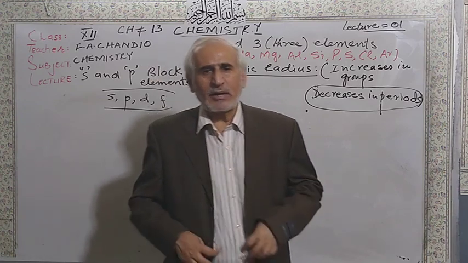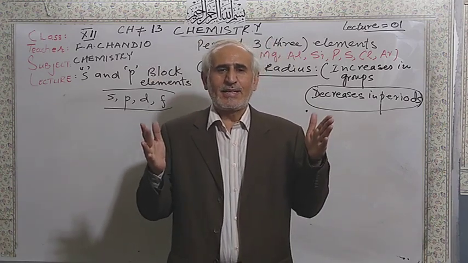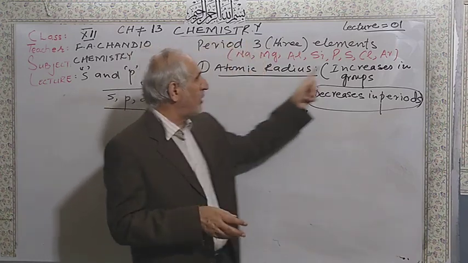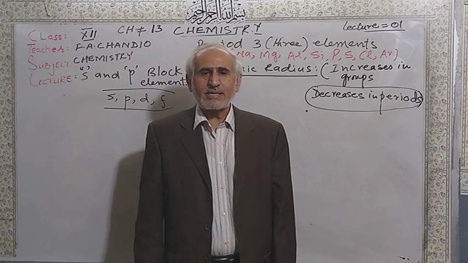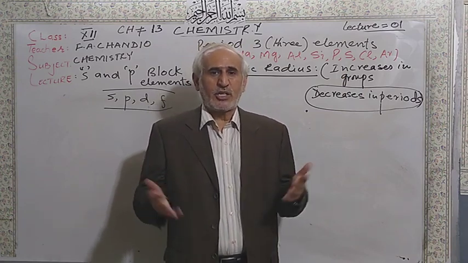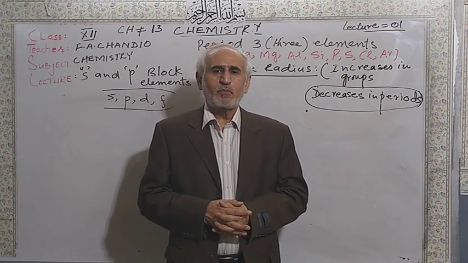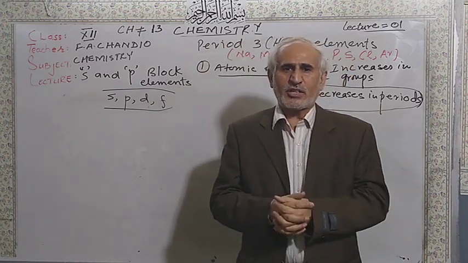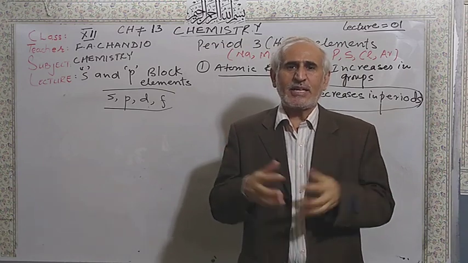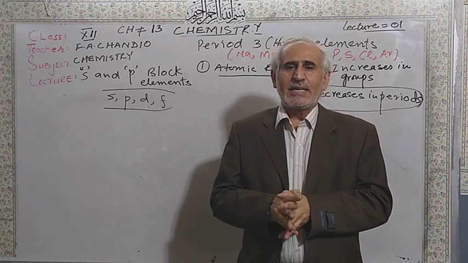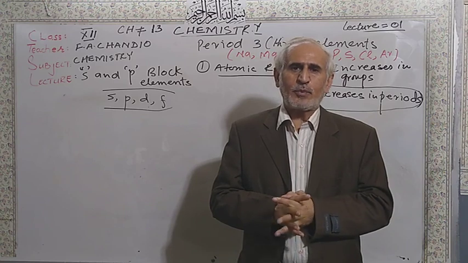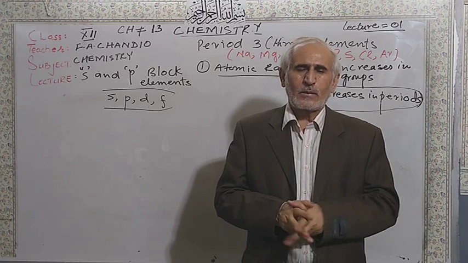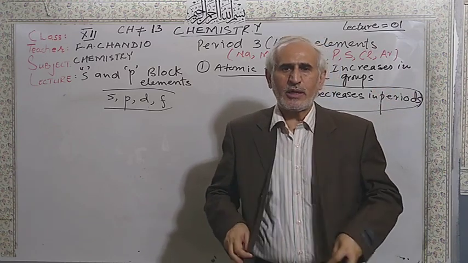So this is the atomic radii. Atomic radius decreases from left to right in the period as I go from sodium to argon, because the nuclear charge, the number of protons, increases, and the number of electrons in the same orbit increases. There is a force of attraction, and that is why the shrinking takes place. So generally the atomic radius of the period 3 elements decreases, but from top to bottom in a group it increases.